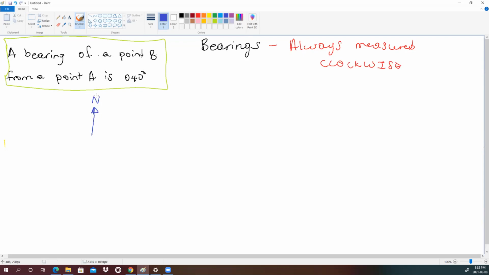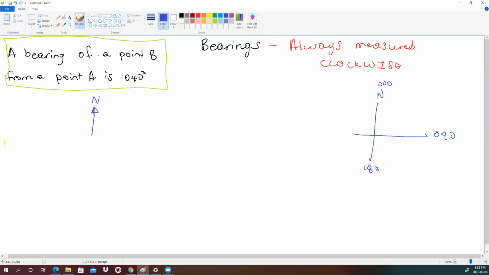Because north, as I drew it over here, is 000. Then this is 090, then this is 180, and so on and so forth. So I have to draw north. North is the start. North is 0. Good. So let's go to the question now.